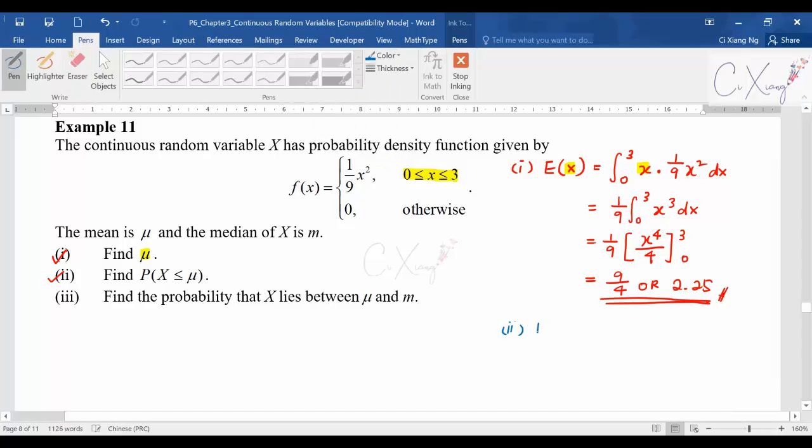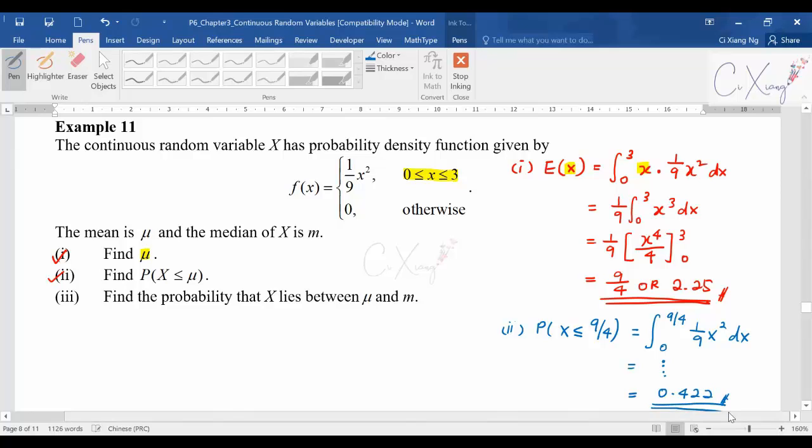To get the probability x smaller than or equal to 9 over 4, again, you still need to do the integration. The smallest value is 0 until 9 over 4. Then your function is 1 over 9x squared and then dx. So again, you try to carry out the integration and you should get the answer 0.422. Okay, so the integration part you try to carry out yourself. Then next, let's continue to part number 3.